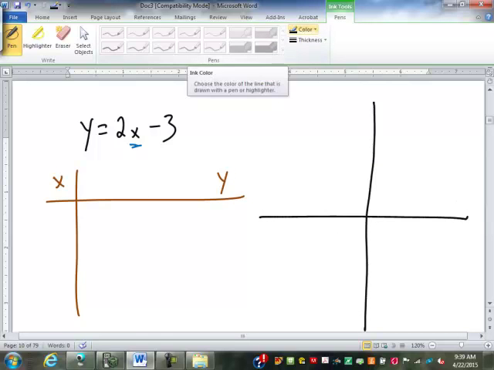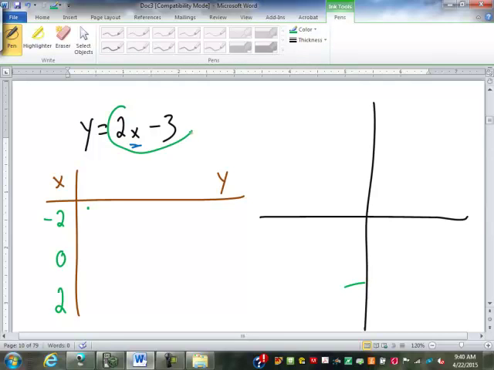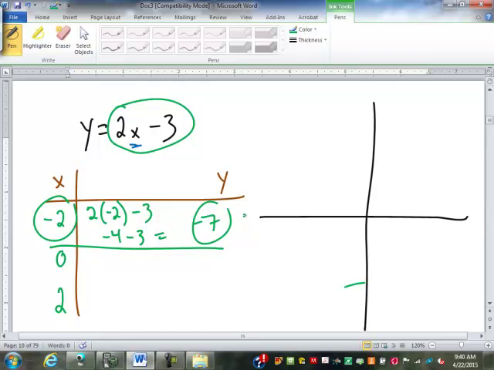So let's say I pick values scattered across the graph. Let's say -2, 0, and +2 for x, and let's see what y comes out to be. If x is -2, y equals 2x minus 3. So y is 2 times -2 goes in where the x is, minus 3. What's 2 times -2? -4. What's -4 minus 3? -7. So x is -2 and y is -7, giving us the ordered pair -2, -7.